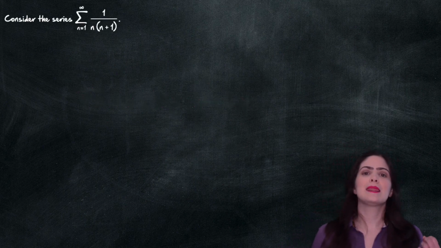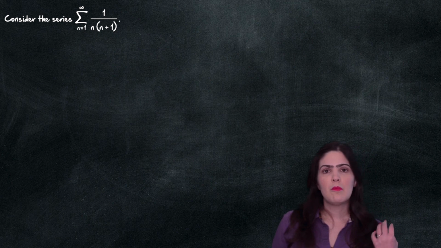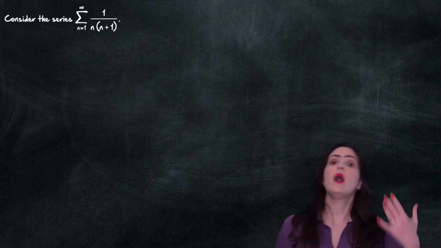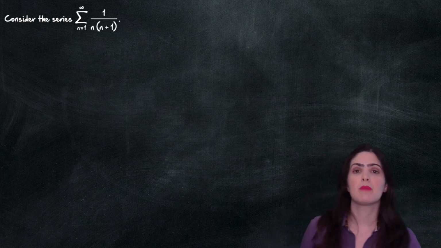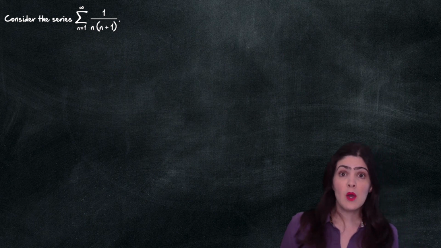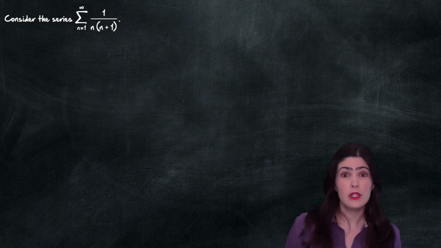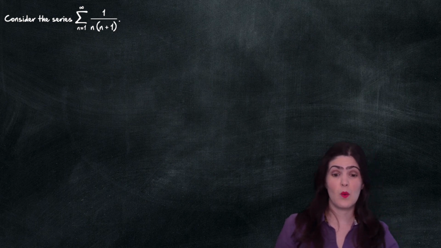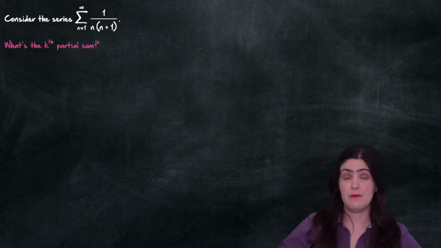We're going to look at the series given by the sum from n equals 1 to infinity of 1 over n times n plus 1. We only know the definition so far, so that's the only tool we have. And the definition tells me to look at partial sums. So what is the kth partial sum?